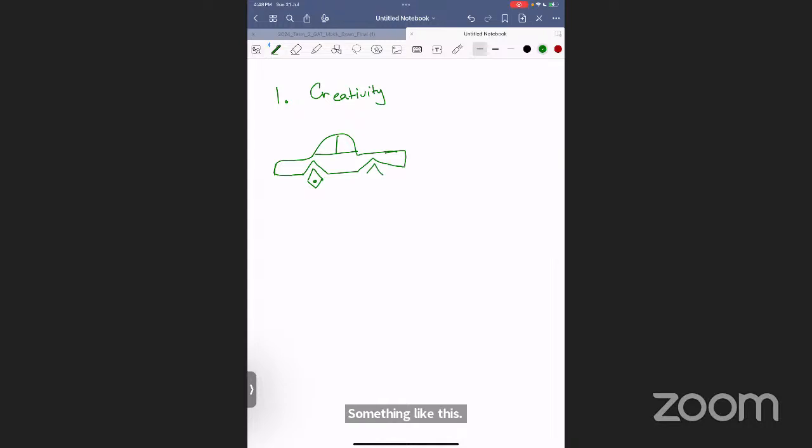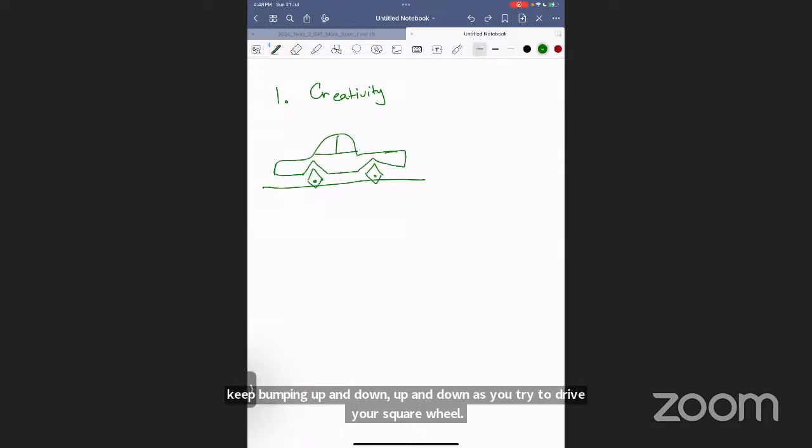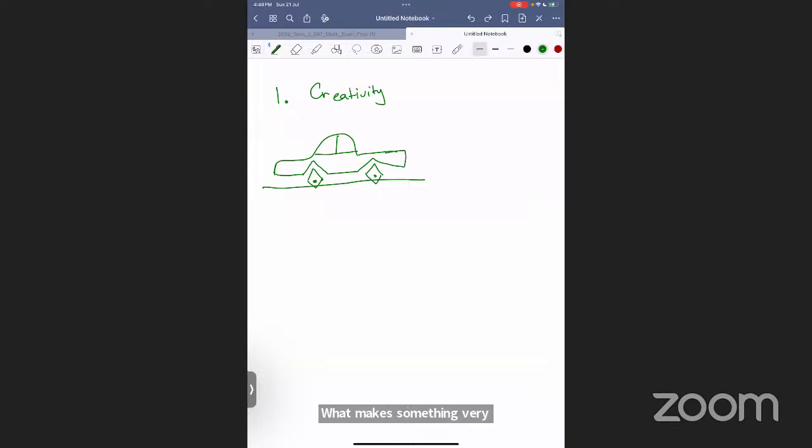Square wheels. This is definitely very, very creative, but it is not a good wheel design. Because what happens? You'll keep bumping up and down as you try to drive your square wheel, right? What makes something very creative or very good is that it's both unique and better, right? It's both unique and better.